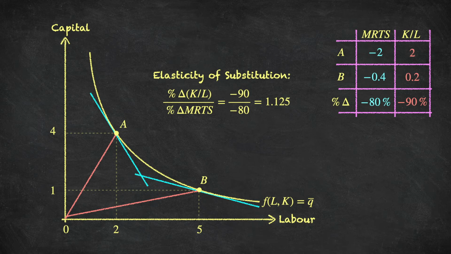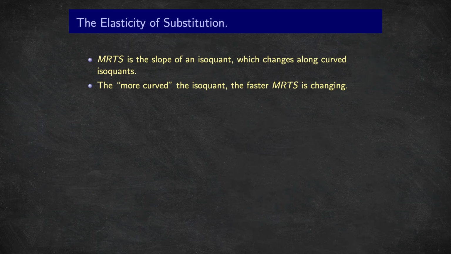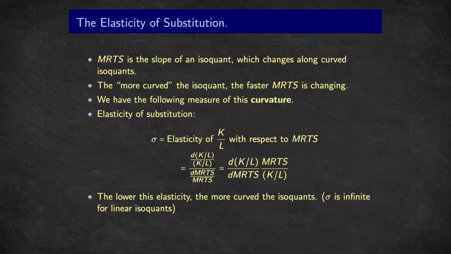1.125. Okay, so I've used here what might be a notion of arc elasticity. I've done this with discrete changes. But of course, when we're developing the idea more formally, we're going to use evaluating this at a point. So we'll use the derivative of the capital labour ratio with respect to the marginal rate of technical substitution, and then multiply this by the marginal rate of technical substitution divided by the capital labour ratio.